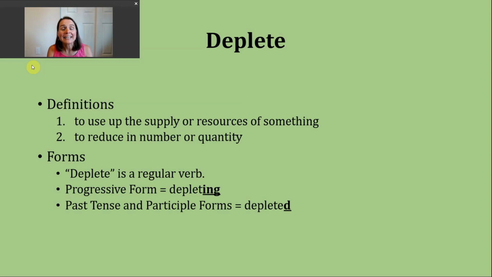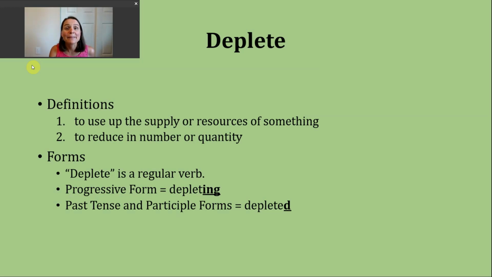A second way you might hear deplete used is to mean to reduce in number or quantity. So the second definition doesn't have to be connected so much to the environment. You might hear about the number of students in a particular school being reduced or depleted because of COVID, unfortunately. Many students under 12 who have not been able to be vaccinated at this point in time are now catching COVID as our classrooms have filled up and particularly in schools that don't require masks.